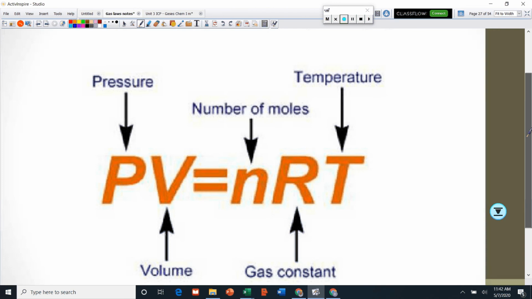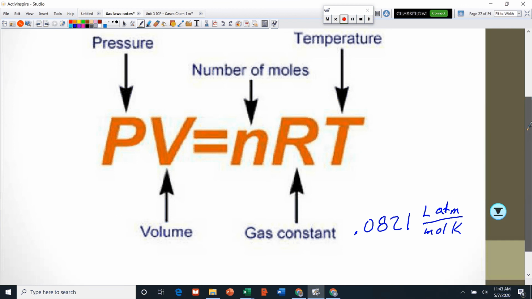Ideal gas law is PV equals nRT. P stands for pressure, V is for volume, n is moles, R is a constant. This is the gas constant. We are going to use 0.0821 liters atmosphere over mole Kelvin. All right, so that is our units for that. Don't think that that's a problem that you're setting up, and temperature is going to be in Kelvin.